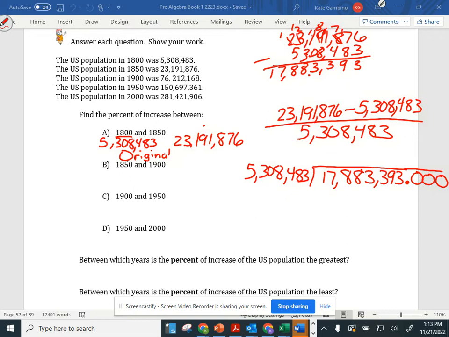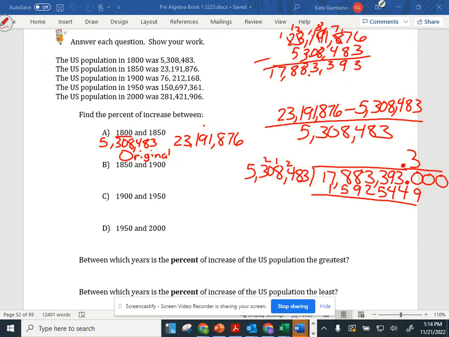Okay, so I'm going to help us out with this one. 3 times this, 3 times 3 is 9. 3 times 8 is 24. 3 times 4 is 12, plus 2 is 14. 3 times 8 is 24, plus 1 is 25. 3 times 0 is 0 plus 2. 3 times 3 is 9. 3 times 5 is 15.